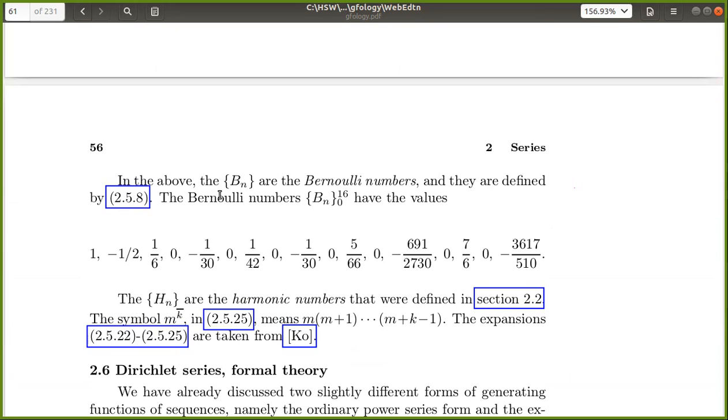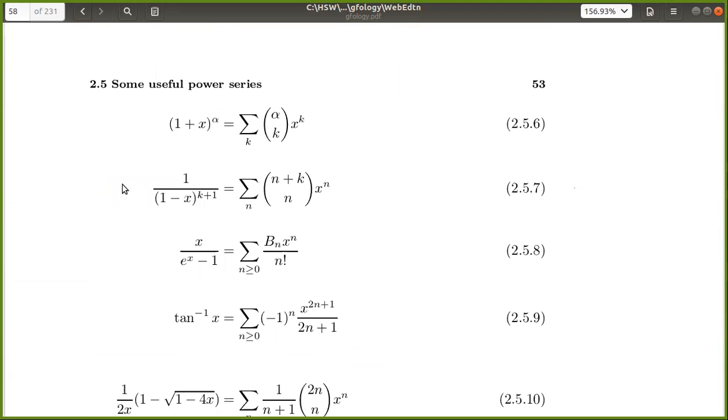I already told you, B_n are the Bernoulli numbers, and they are defined through this particular equation itself. That became a circular logic, no? Whatever is the coefficient here is called the Bernoulli numbers.